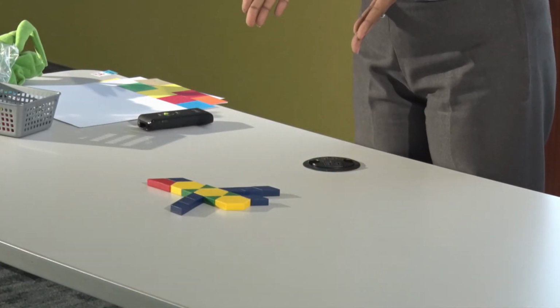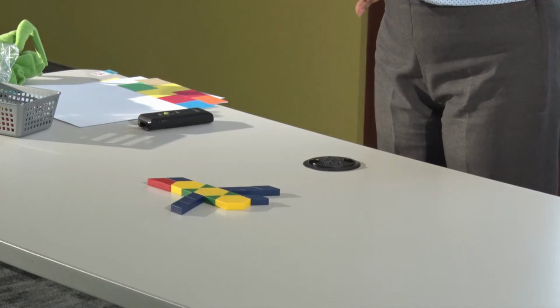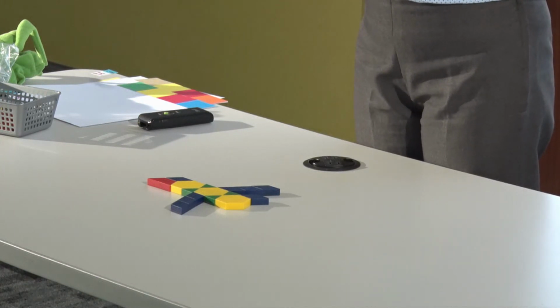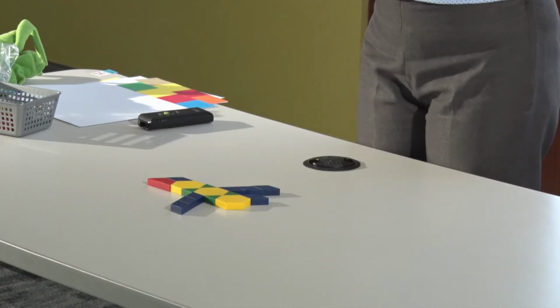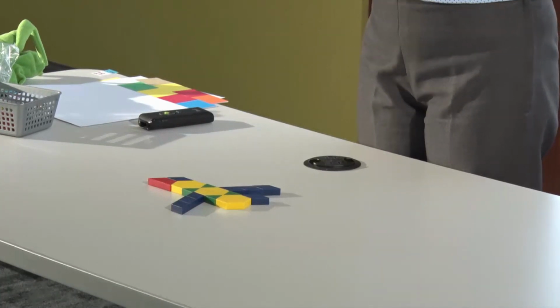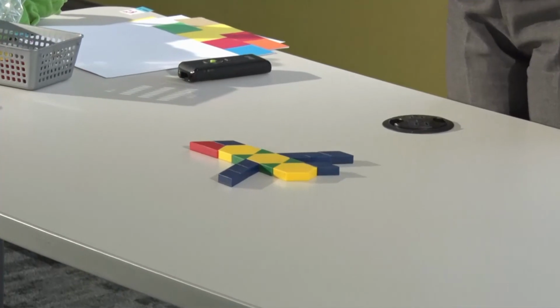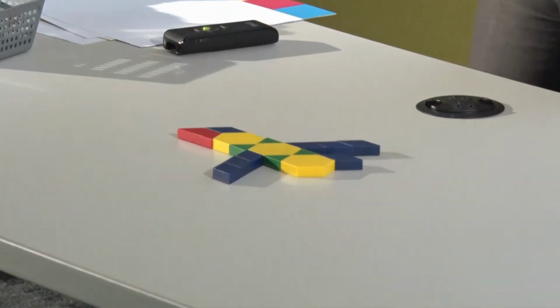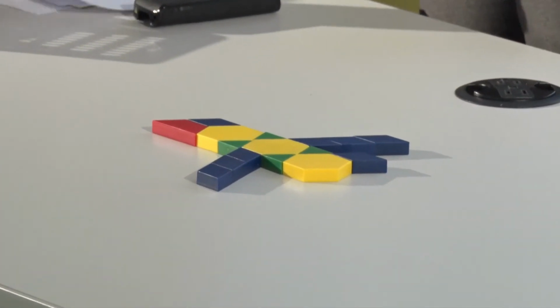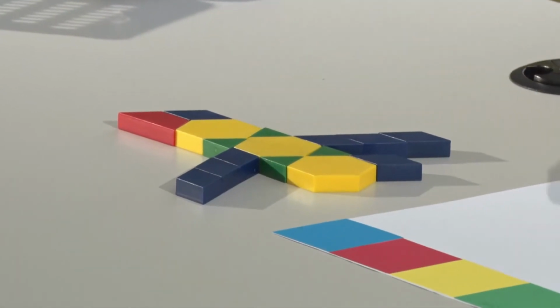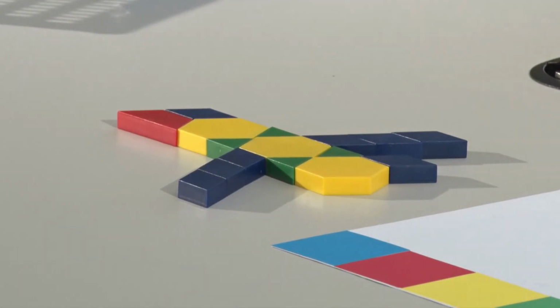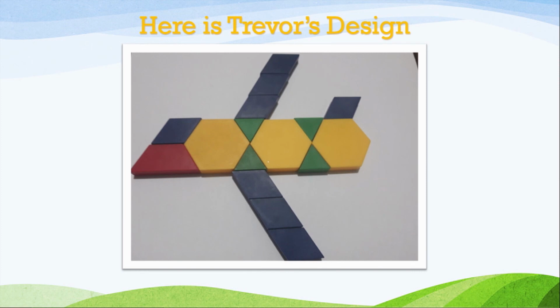What colors do you see? We are going to sort the pattern blocks in this design by colors. So what colors do you see? Blue, yellow, green, and red. So we are going to sort our pattern blocks and construct our object chart. We start with the blue.